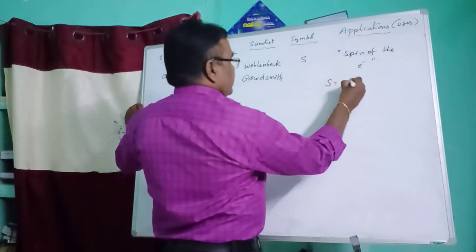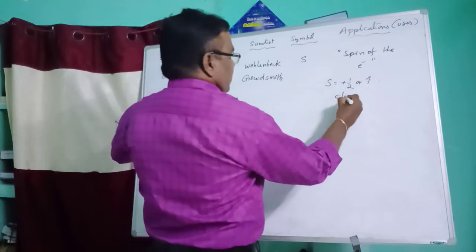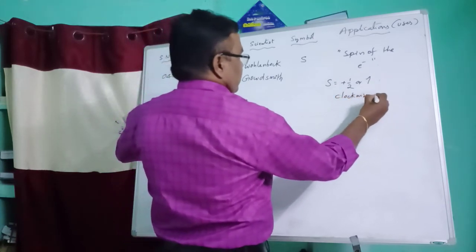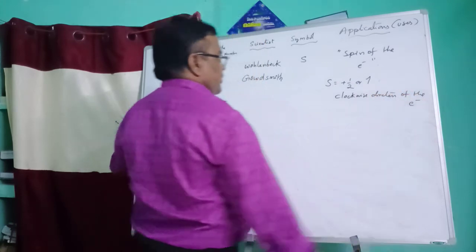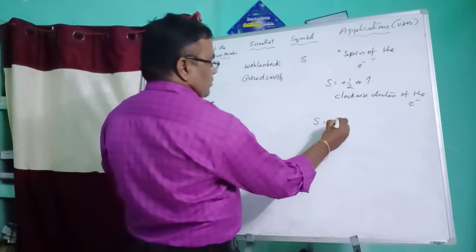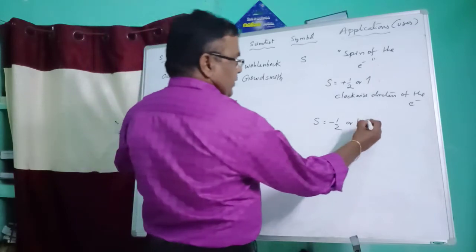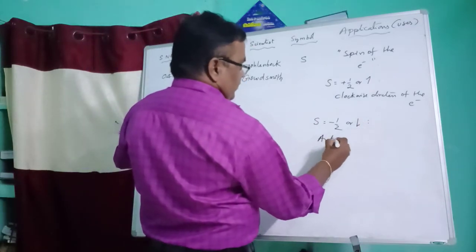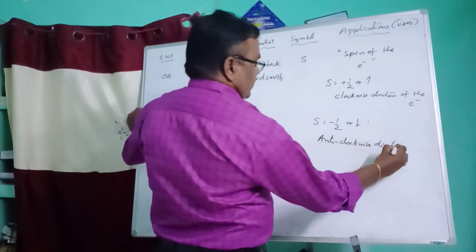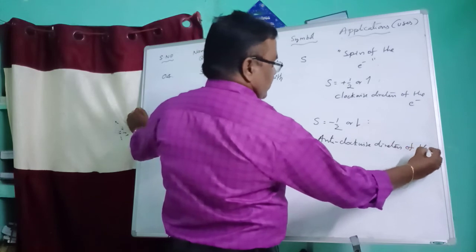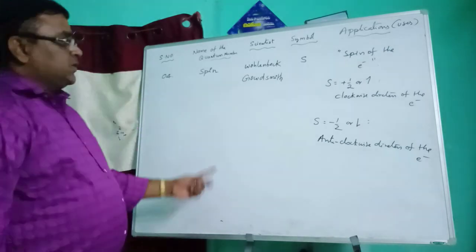If S is equal to plus, the upward arrow mark, it represents the clockwise direction of the electron. If S is equal to minus, the downward arrow mark, it represents the anti-clockwise direction of the electron. So this is the spin.